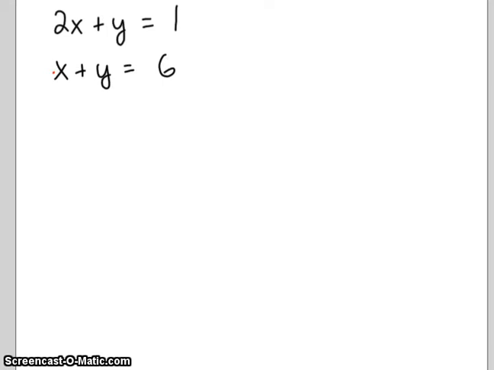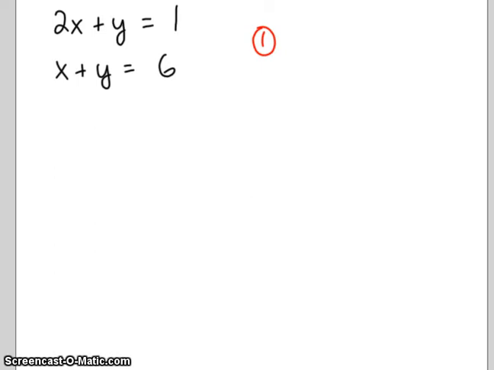And what I see here is that I have 2x plus y equals 1. Well, I could solve for y in this problem. I could also solve for x or y in the second problem, x plus y equals 6. So you could choose. I'm going to solve for y in the first problem. That's our first step: solve for y or x in the first problem.